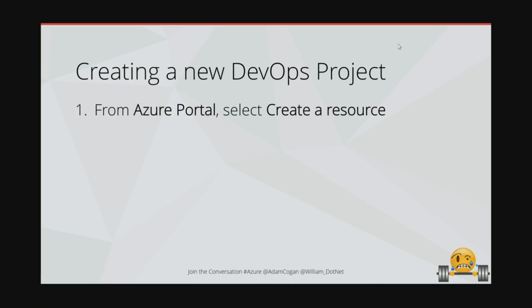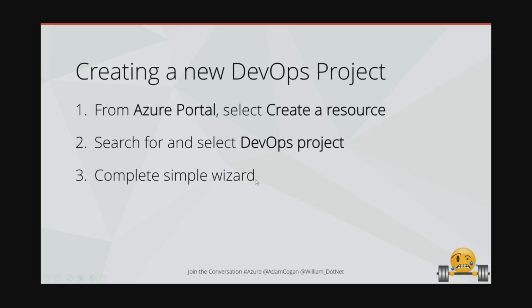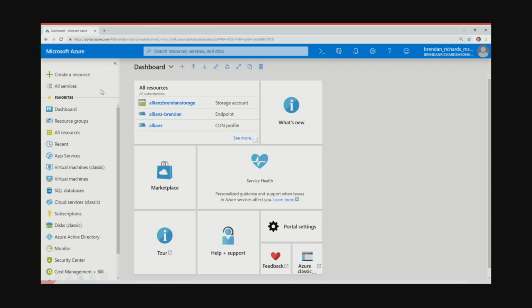Fantastic. Let's recap this. What Will got me to do was create an Azure DevOps project, to satisfy Mr. DevOps. We created the resource, we selected DevOps, we followed a simple wizard this time, clicked done, and we had an environment.